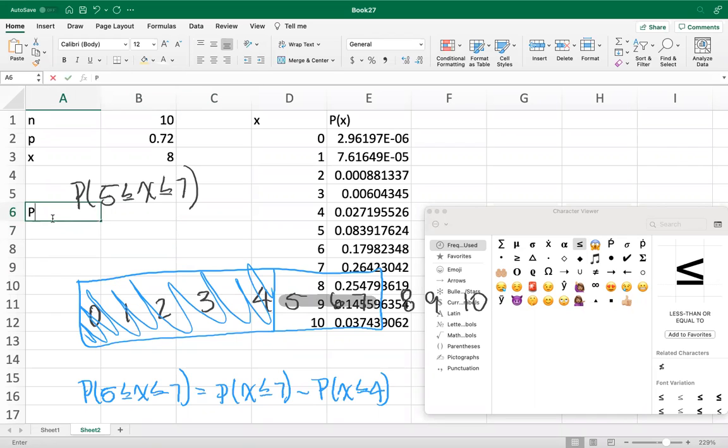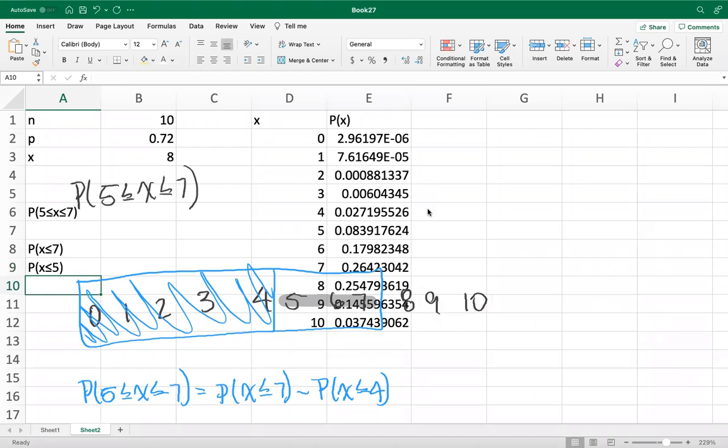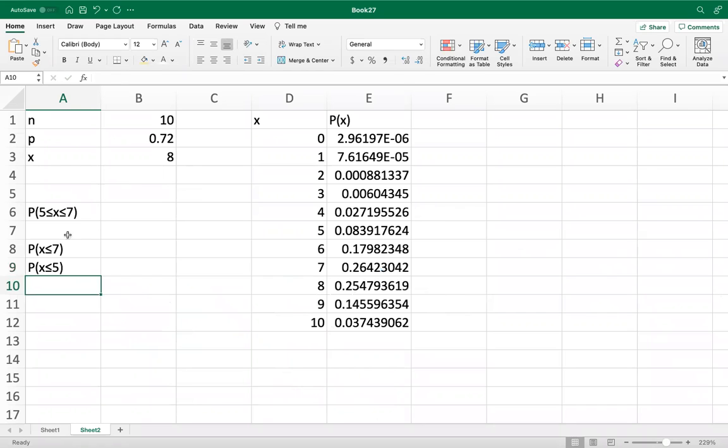And here we're looking at the probability of 5 less than or equal to x less than or equal to 7. And in order to find that, we're going to need the probability of x being less than or equal to 7 and the probability of x being less than or equal to 5. Much better. Okay. And let's clear this out.